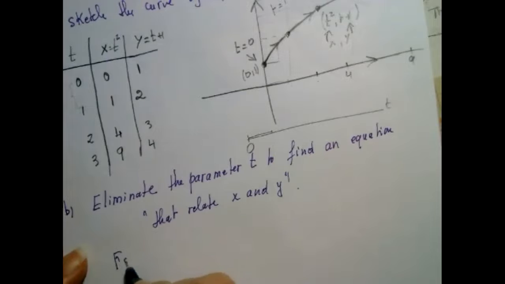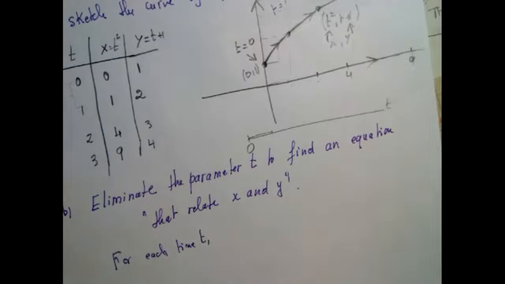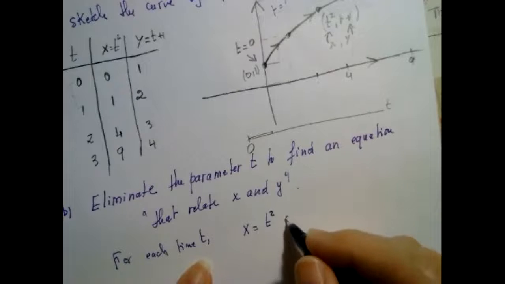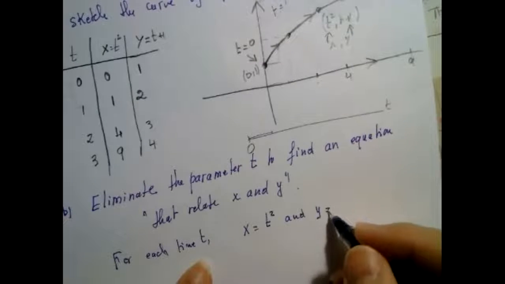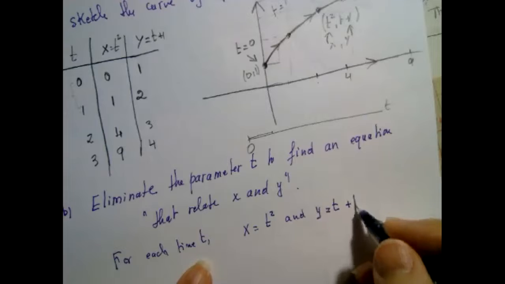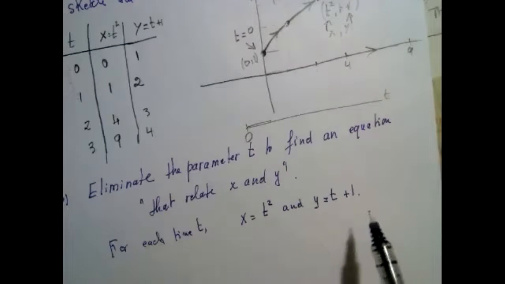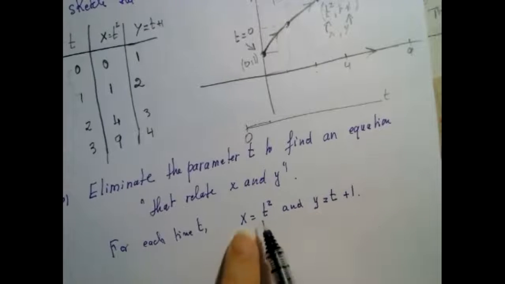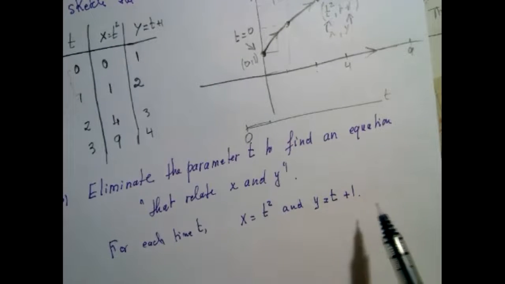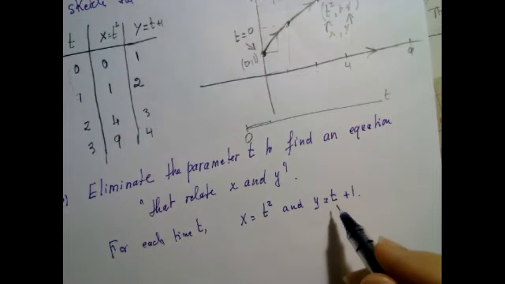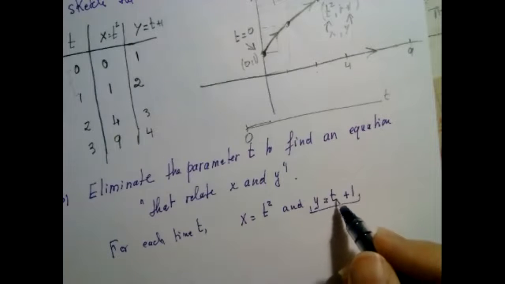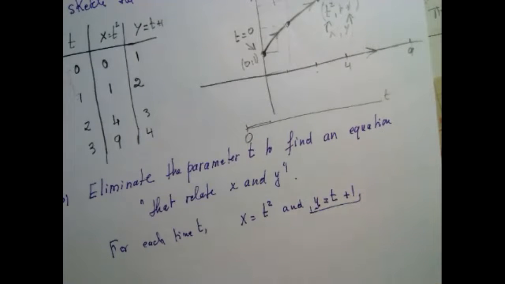So the way we think about it is like this. For each time t, no matter what time it is, for every time, x is always t squared, and y is always t plus 1. Okay, and the idea is, no matter what t is, t equal to 2, x is 2 squared, y is 2 plus 1. That's a 3 squared, and this equals 3 plus 1. The idea is that we're going to do the following. From y, we're going to solve for t in one equation and plug it into the other one.